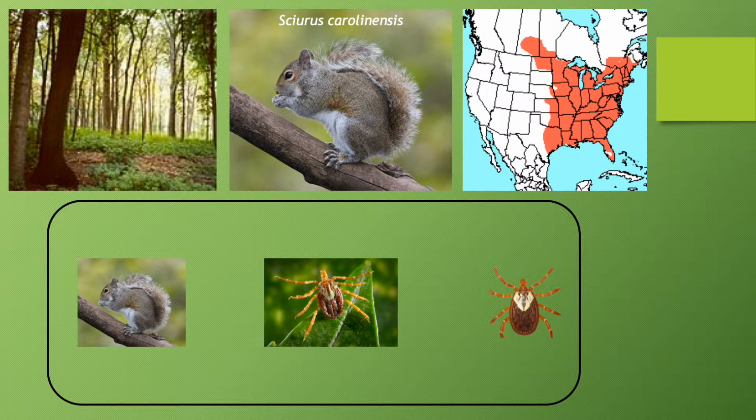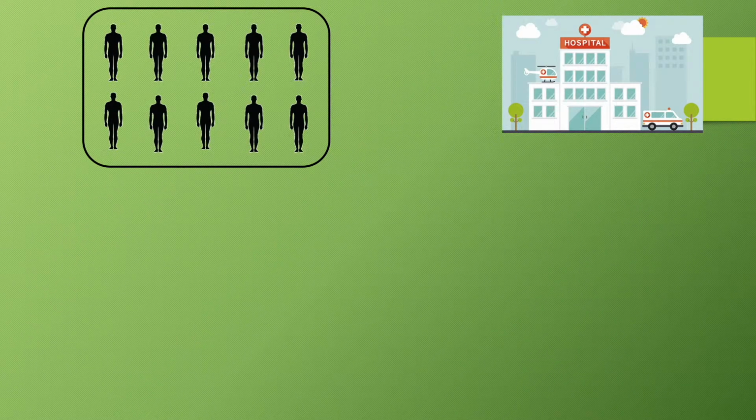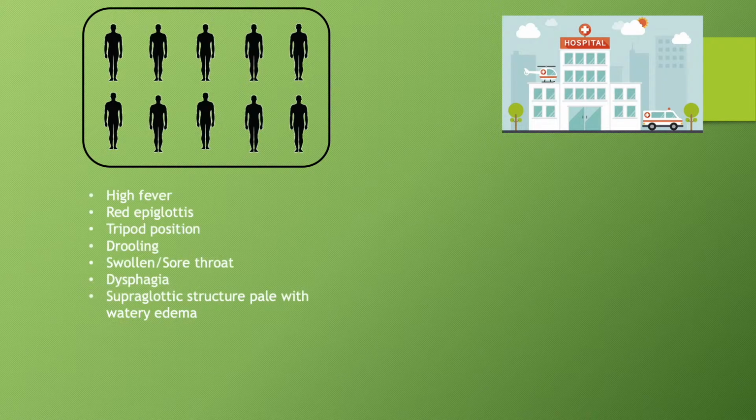Now, moving on to the big issue, the human host. Let's start from the top. 10 different people were admitted to the hospital, tested for an unknown disease agent, and expired within a short time period. The major symptoms were high fever, fiery red epiglottis, tripod position, drooling, swollen or sore throat, dysphagia, and supraglottic structure appearing pale with watery edema.